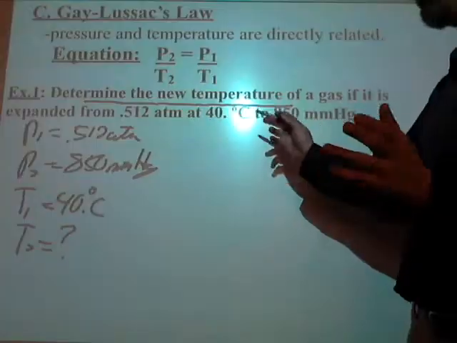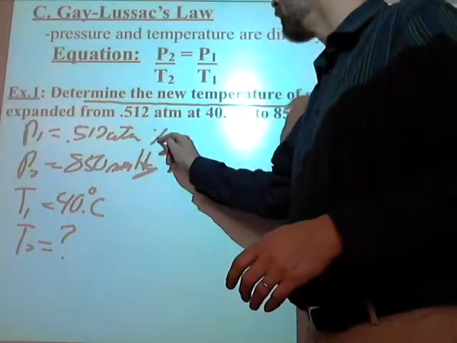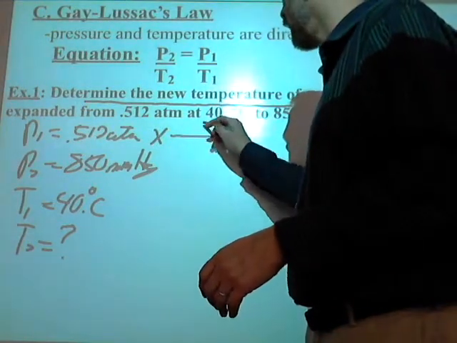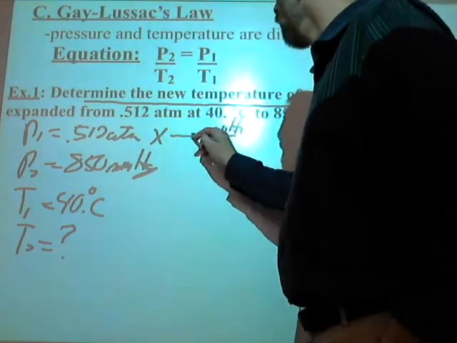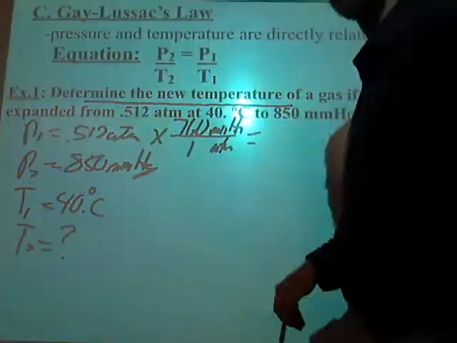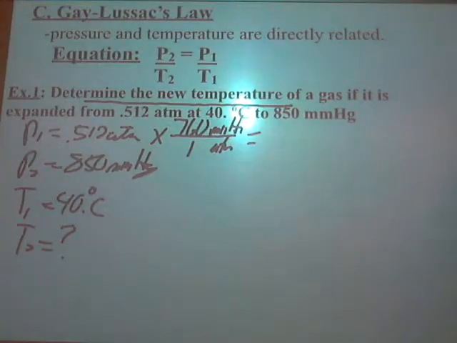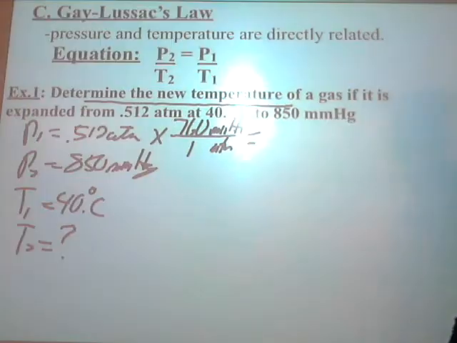It doesn't matter which way I change them. If I want to change them to millimeters of mercury, I would do this. Atmospheres at the bottom, millimeters of mercury on the top. 1 atmosphere contains 760. Get your calculators out. You have to help me with this. We're only doing one. And what do you get for that? 512 times 760 was what?